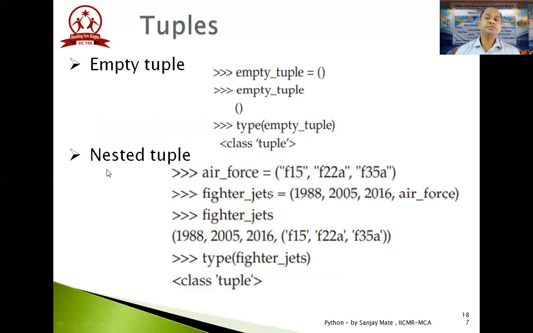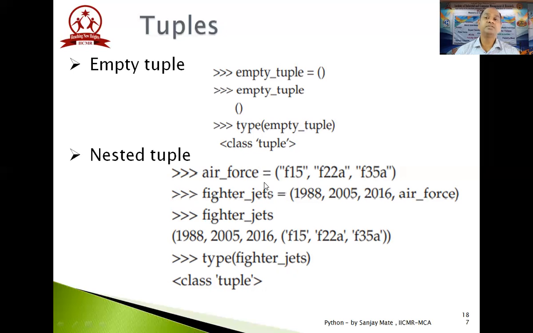If you want to create a blank tuple or an empty tuple, you can give the identifier name and not provide anything in the round brackets. Or you can directly use empty tuple is equal to tuple, round brackets, open and close. So in this way, you can create the empty tuple.